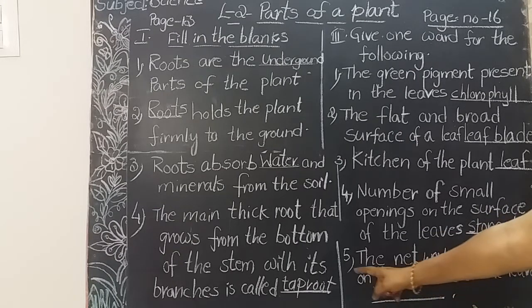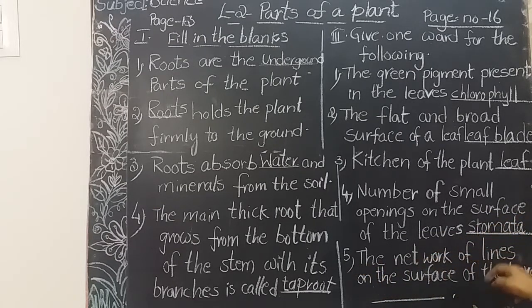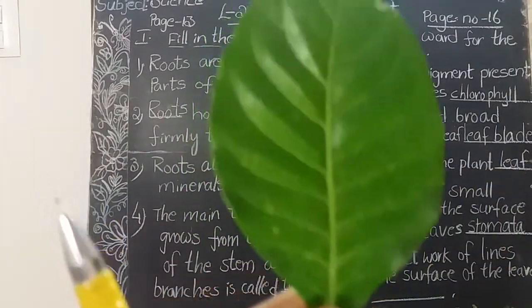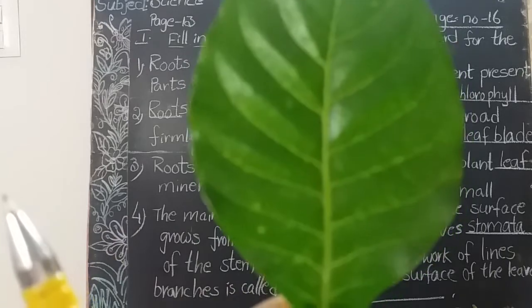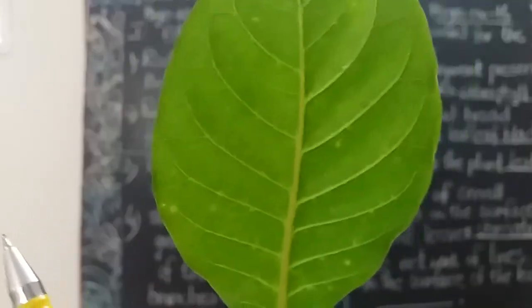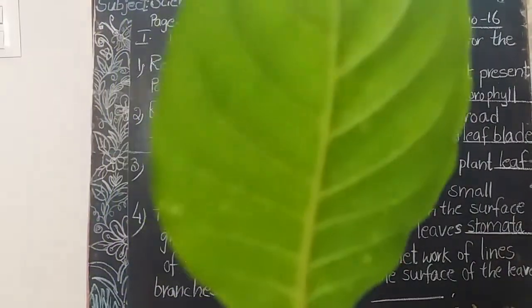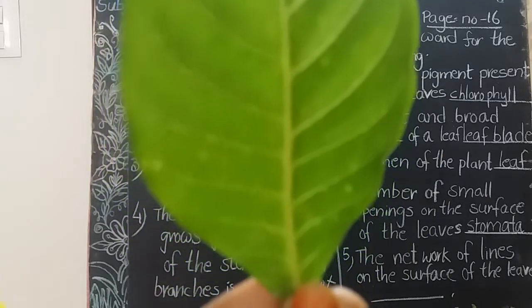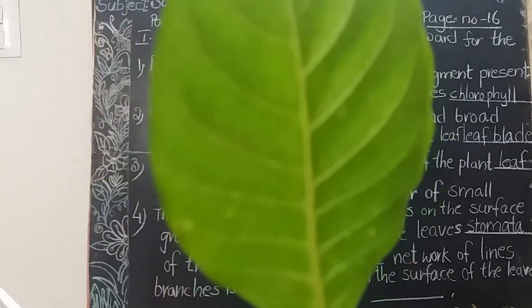Okay, fifth question, read the network of lines on the surface of the leaves. Network of veins. See here, lines are there on the surface of the leaf. What do we call them? See here, in the middle of the leaf, one thick line is present. Yes, children, that is called midrib or main vein.